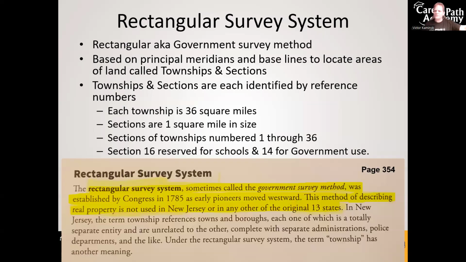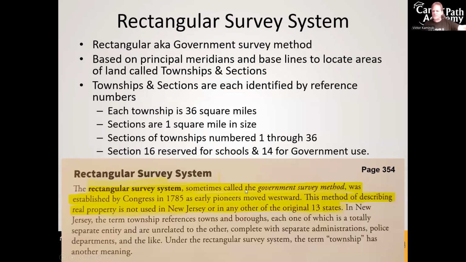And then within those sections, they further break it down to locate individual parcels of land that somebody may own. So let's highlight: the rectangular survey system, sometimes called the government survey, was established by Congress in 1785 as early pioneers moved westward. This is a new method.